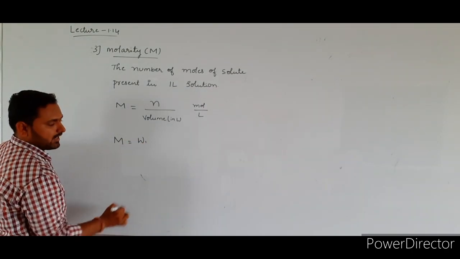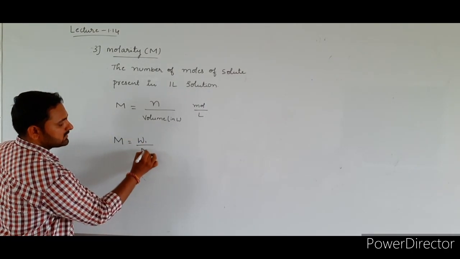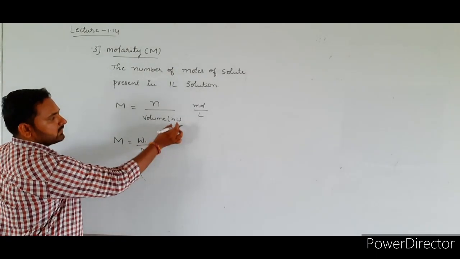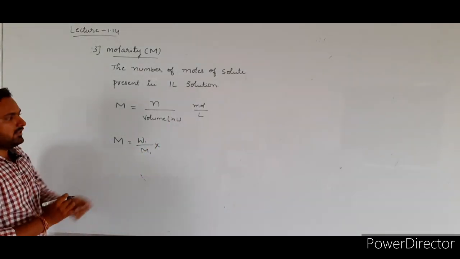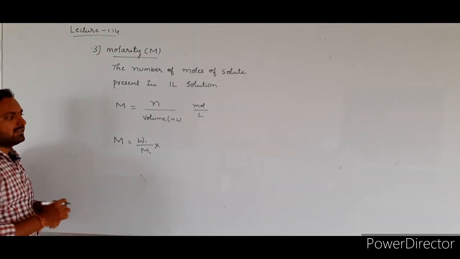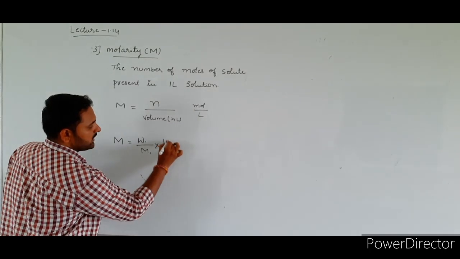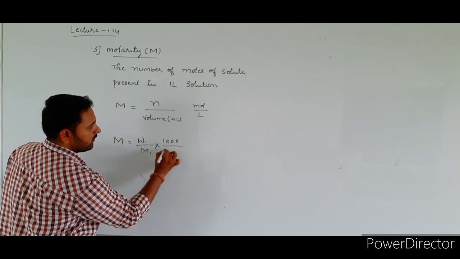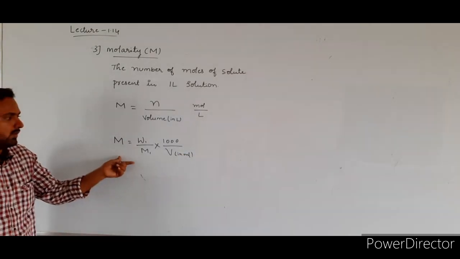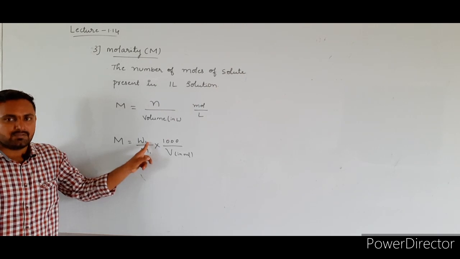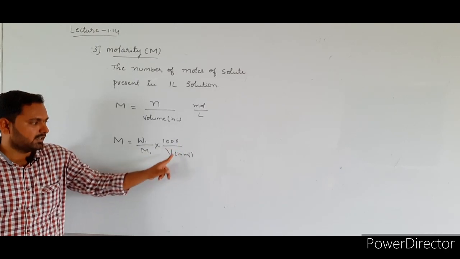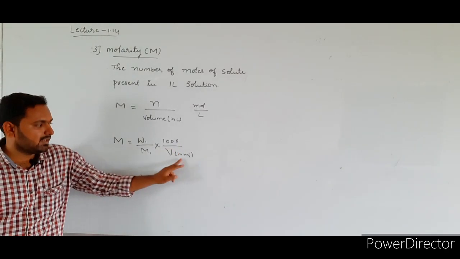Mass of solute divided by molar mass of solute, times, if the volume of solution is given in liters, then you can use this mathematical expression directly. If the volume of solution is given in ml, then 1000 divided by volume of solution in ml. Use this mathematical expression. Molarity is equal to mass of solute divided by molar mass of solute into 1000 divided by volume of solution in ml.